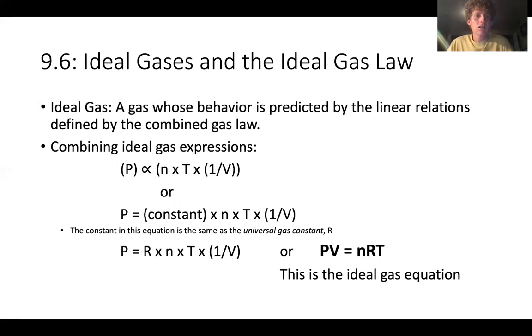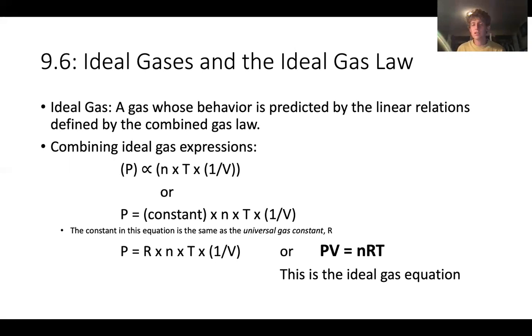And then the last section, section 6, deals with ideal gases and the ideal gas law. So this goes a step further and includes moles. An ideal gas is a gas whose behavior is predicted by the linear relations defined by the combined gas law. So when we combine ideal gas expressions, basically all those different gas laws, we get pressure is proportional to the number of moles times the temperature times the inverse of volume, or pressure is equal to some constant universal gas variable times the number of moles times temperature times the inverse of volume.